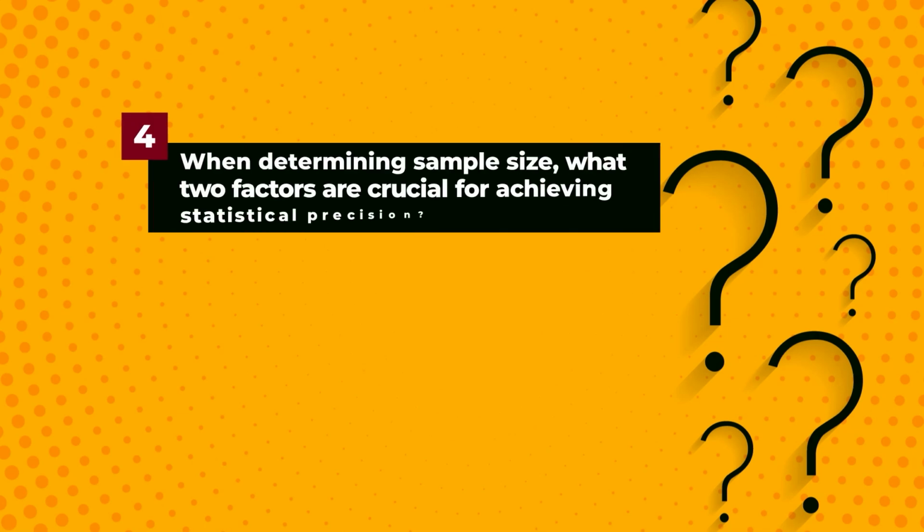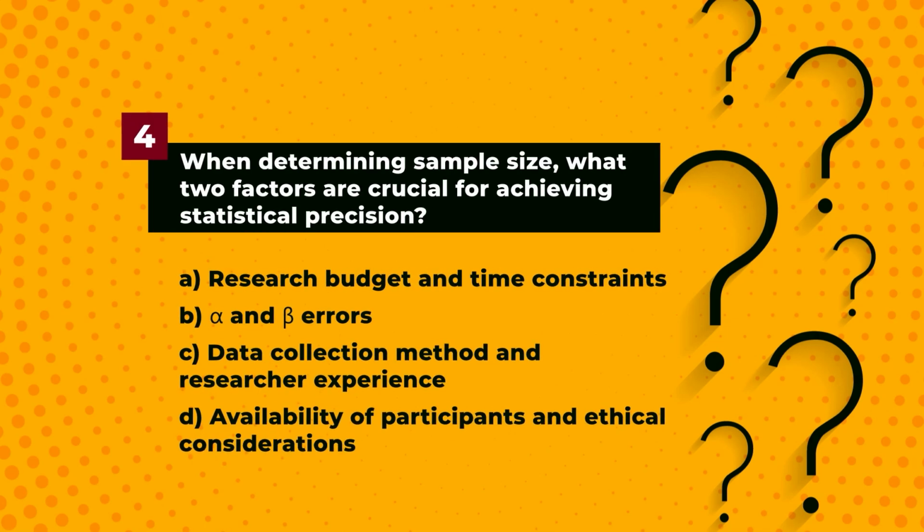Question 4. When determining sample size, what two factors are crucial for achieving statistical precision? Option A, research budget and time constraints. B, alpha and beta errors. C, data collection method and researcher experience. D, availability of participants and ethical considerations.